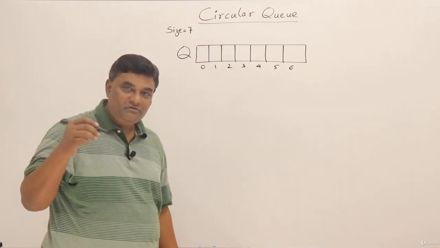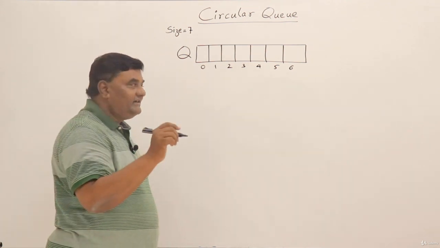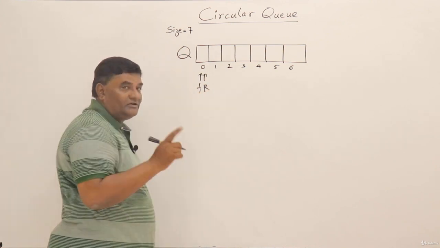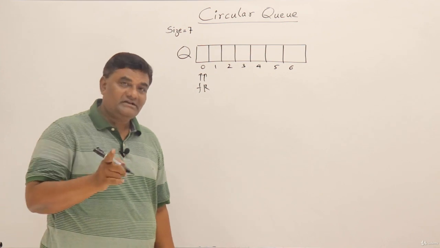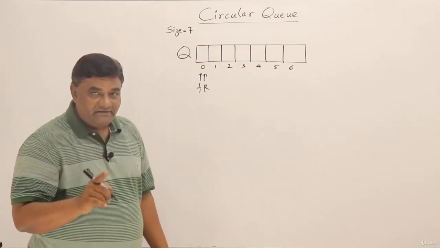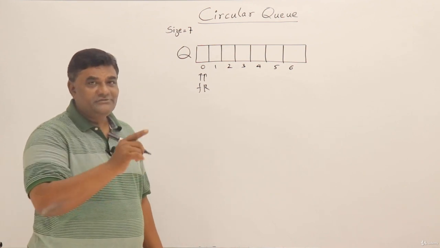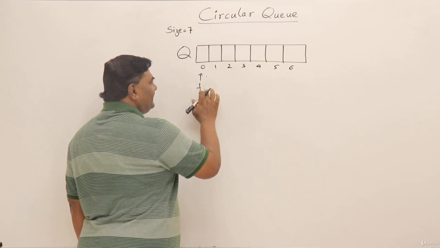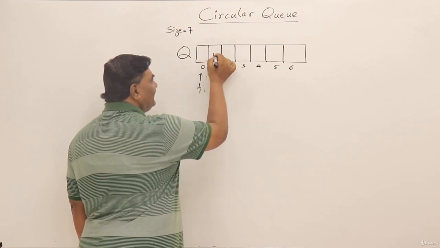Now let us learn about circular queue from the beginning. See, initially front and rear will be at 0. We will not start from -1 now. We will start from 0. So you'll understand why we are starting from 0. Next, using rear we will insert, using front we will delete. So I will insert some element. I will insert one element 10. So rear will move ahead and insert a value 10.